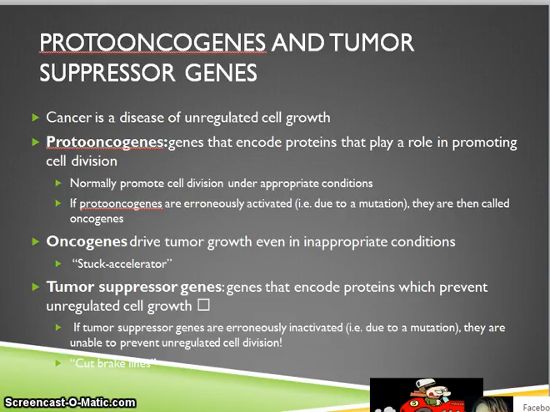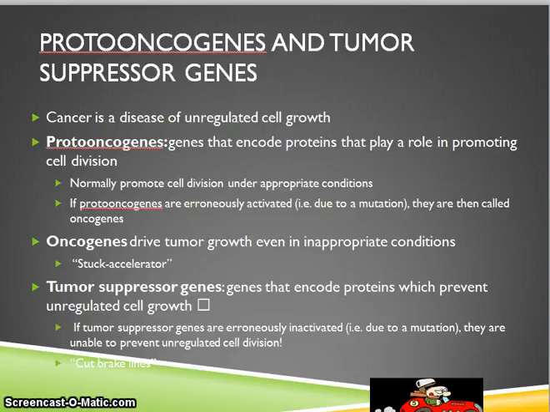That's done by proto-oncogenes. Oncogenes drive tumor growth even in inappropriate conditions. So even if the body says, we have enough of these cells, shut off, oncogenes are going to say, keep going. It's like a stuck accelerator on the gas pedal of a car.